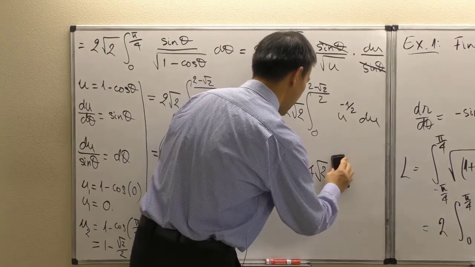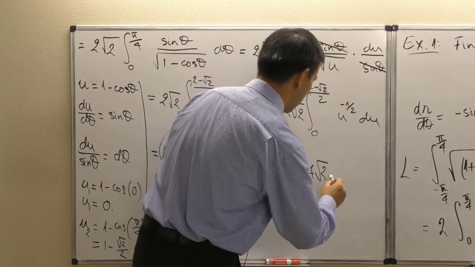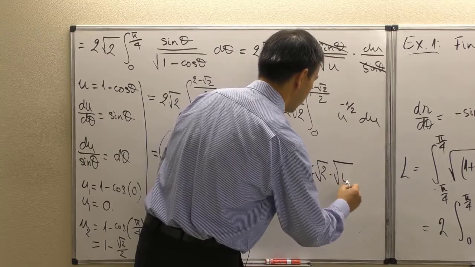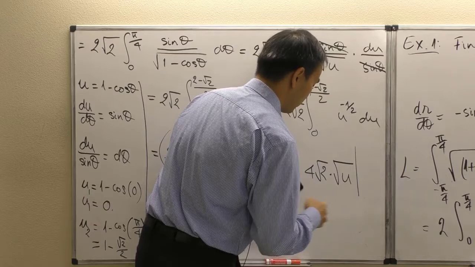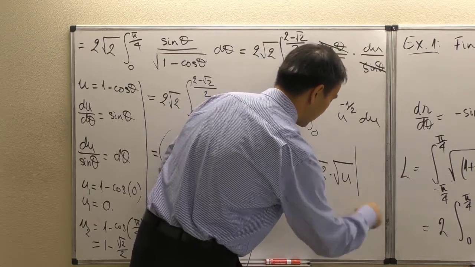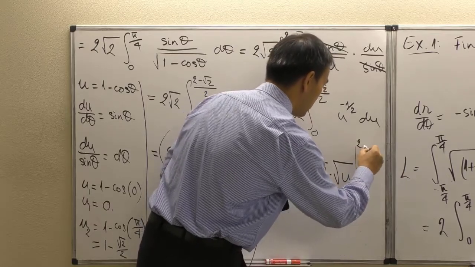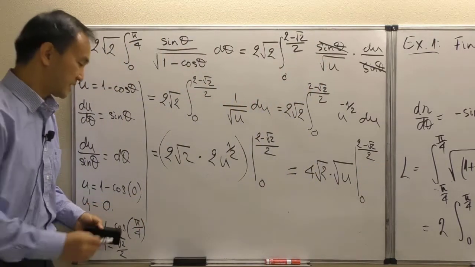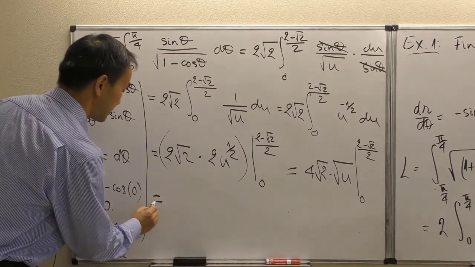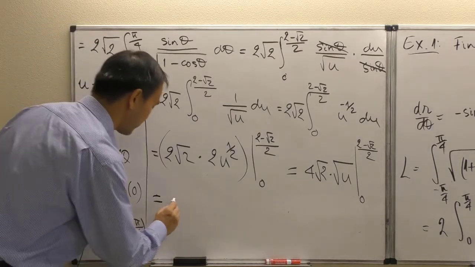And this positive 1/2, let's just write it as a square root of u right here. And then we're taking the integral. We're going to evaluate this antiderivative from 0 to 2 minus square root 2 over 2. All right. And so now, let's write down the next setup right here.